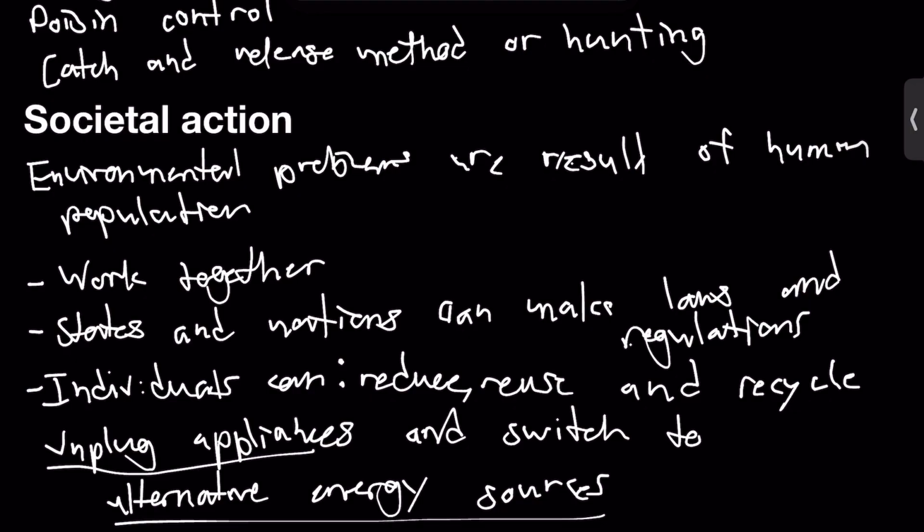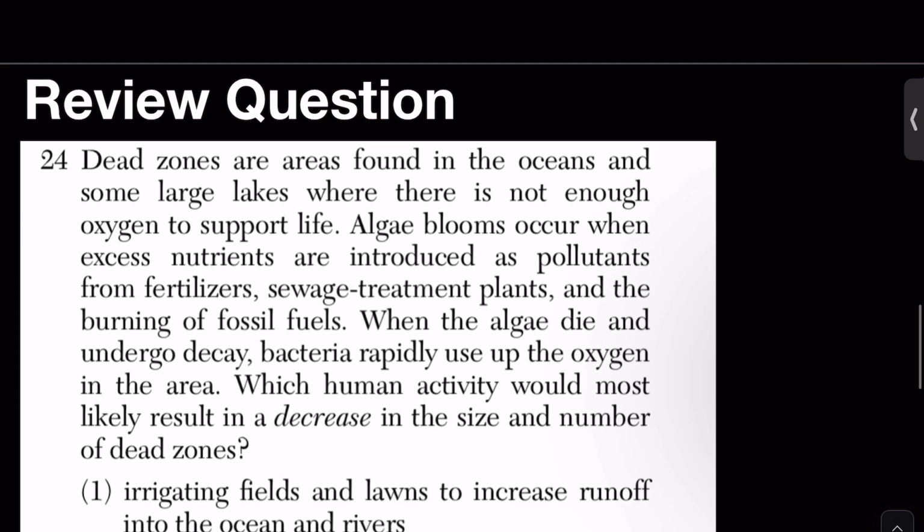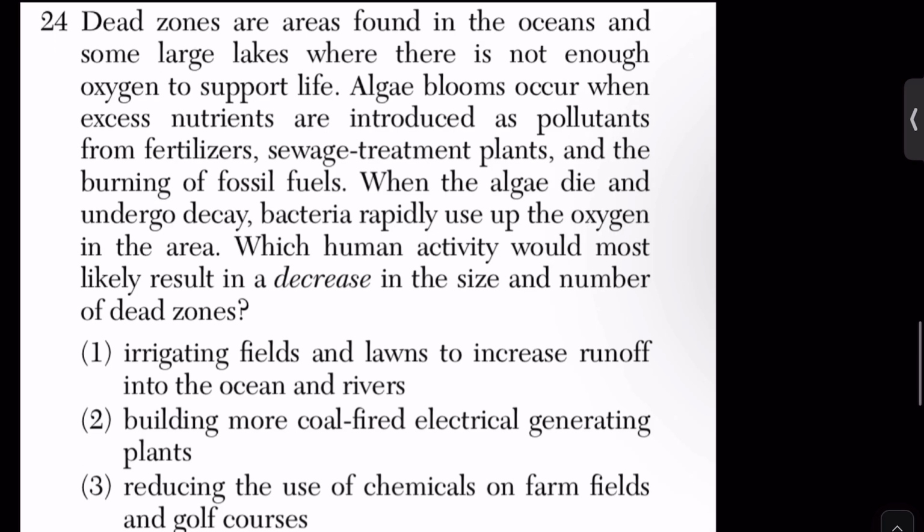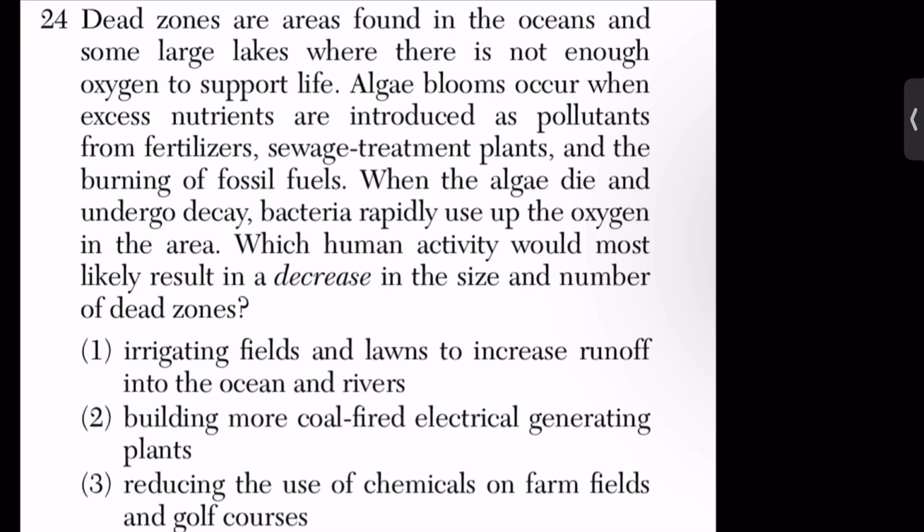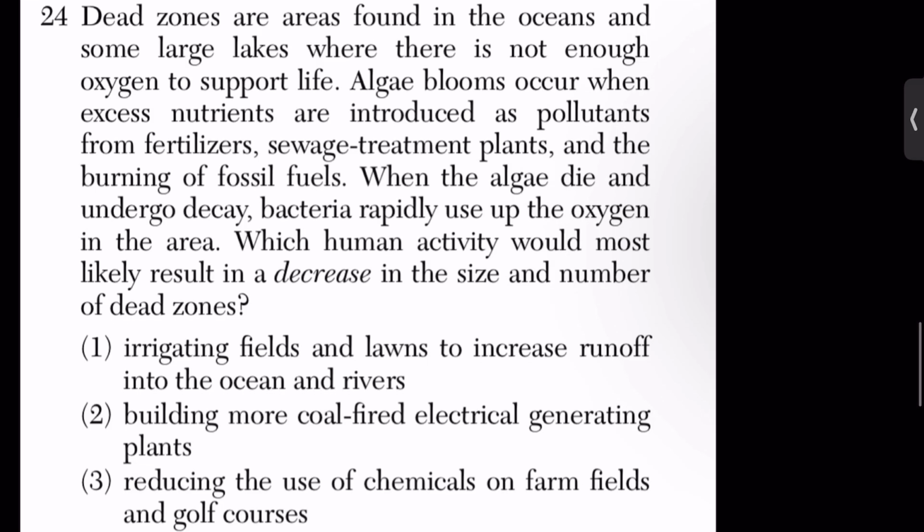Okay, so now we're going to look at some review questions. We have number 24. Dead zones are areas found in the ocean and some large lakes where there is not enough oxygen to support life. Algae blooms occur when excess nutrients are introduced as pollutants from fertilizers, sewage treatment plants, and the burning of fossil fuels. When the algae dies and undergoes decay, bacteria rapidly use up the oxygen in the area.